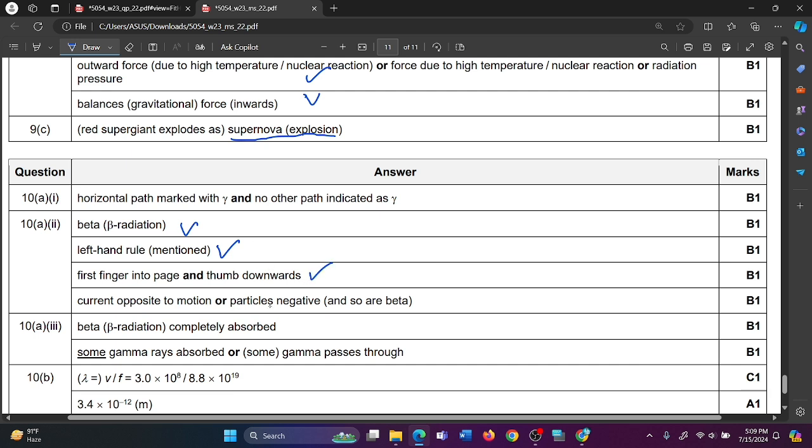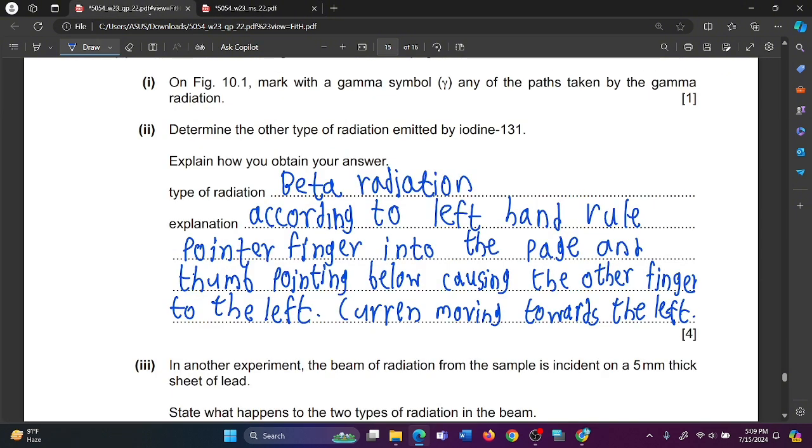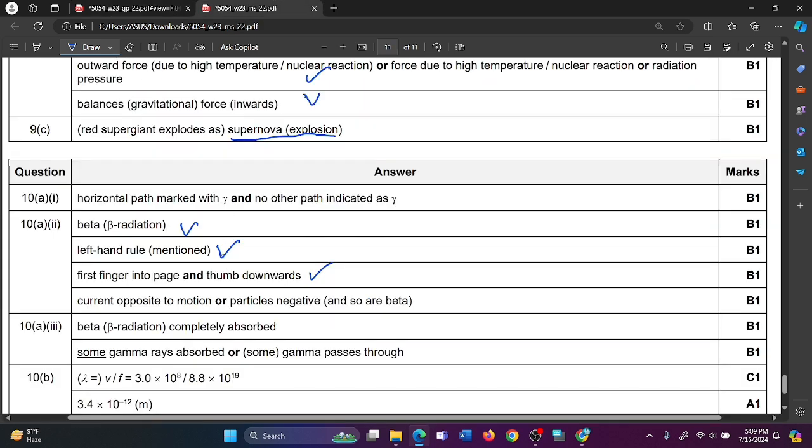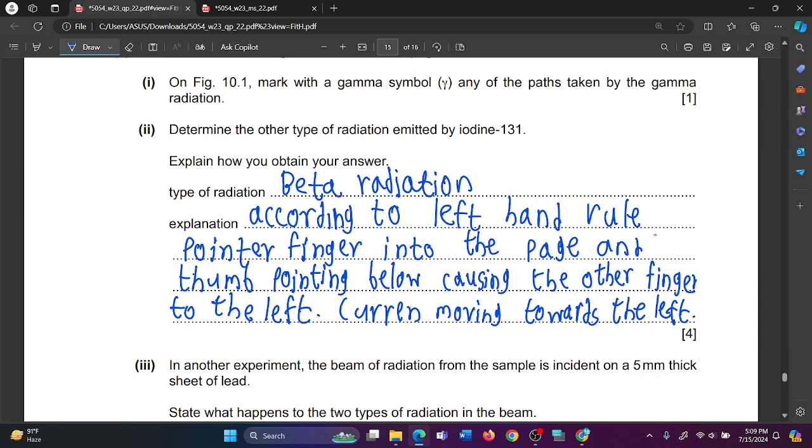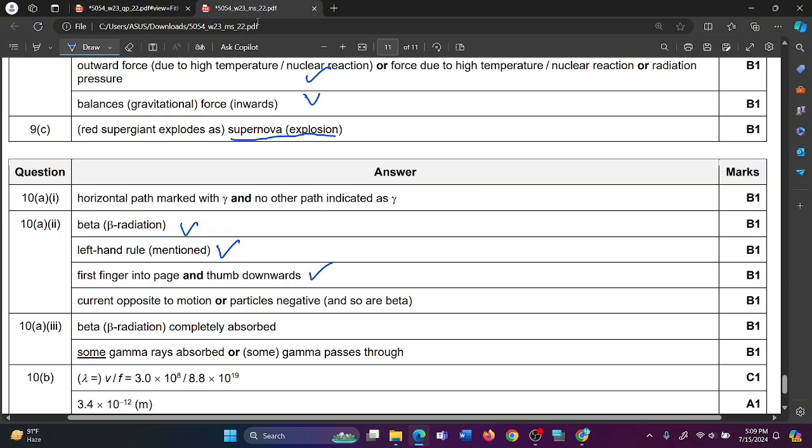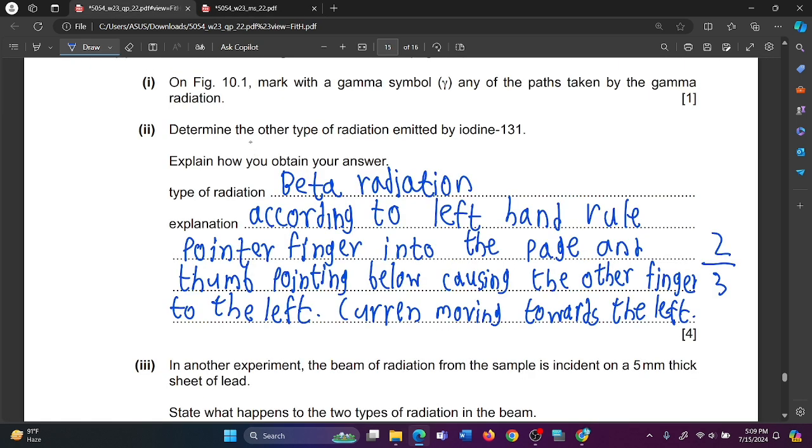Current opposite to the motion. I think we didn't mention opposite to the motion. We mentioned current moving towards the left. We had to mention opposite to the direction of radiation. Current opposite to the direction of radiation. We missed one point. Thus, we missed one mark. We got a 2. So, we have to be careful while writing these answers, because we might miss out a point and we might miss the mark. So, we have to write the current in the opposite direction of the radiation or the motion. That would mean it's a beta particle.